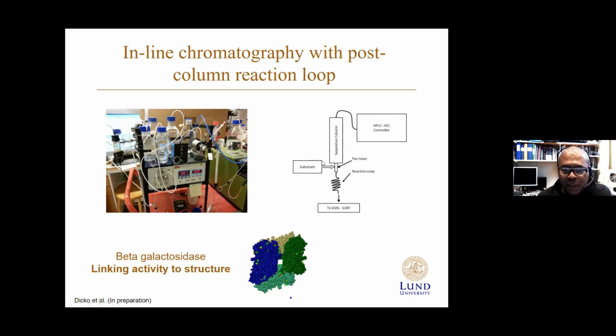But what we do instead, we have devised, and this is actually work done in collaboration with a colleague, Per-Olof Larsson, who's an expert in chromatography. So we built a second chromatography system where we could continuously pump a substrate for this enzyme, the beta-galactosidase. And as we chromatograph the beta-galactosidase coming from a technical grade source, we then mix them with the substrate and measure the reactivity as well as the structure and the chemistry of this particular enzyme.